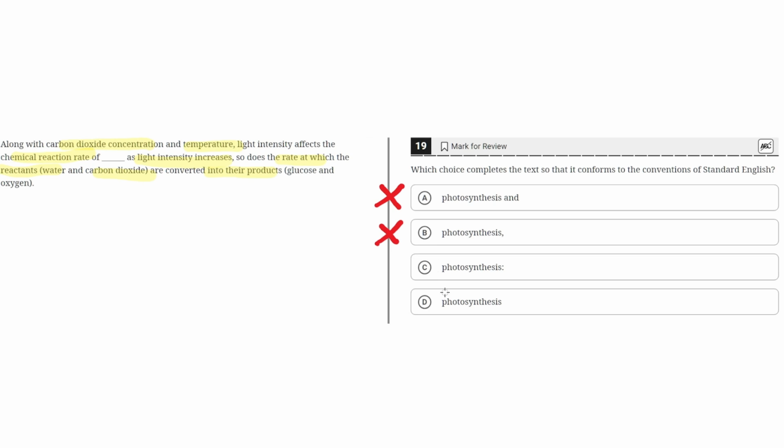D, "photosynthesis, no punctuation." This is incorrect because there must be some sort of punctuation to connect these two independent clauses. And because there is none in this case, this would result in a run-on sentence, and in that case, D must be incorrect. And with that, we're left with C as the correct answer.